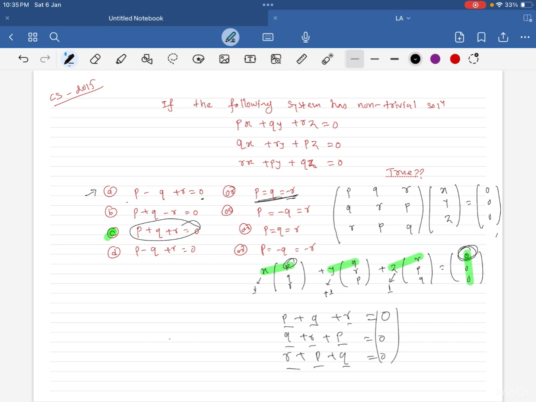So for x 1, y 1, z 1, this equation will get satisfied according to these options. So the correct answer is option C.